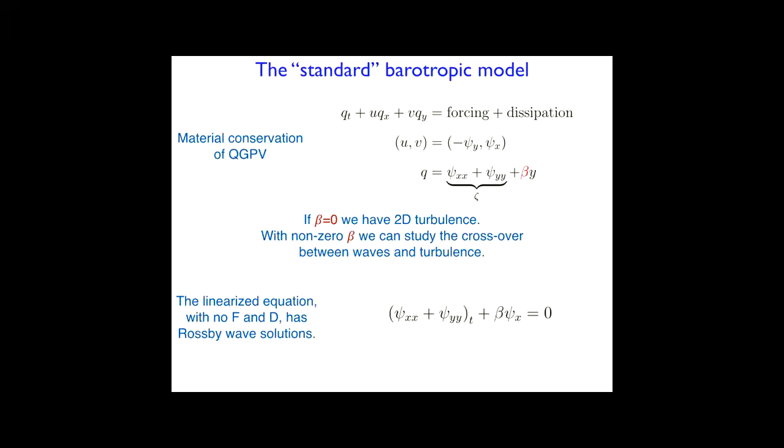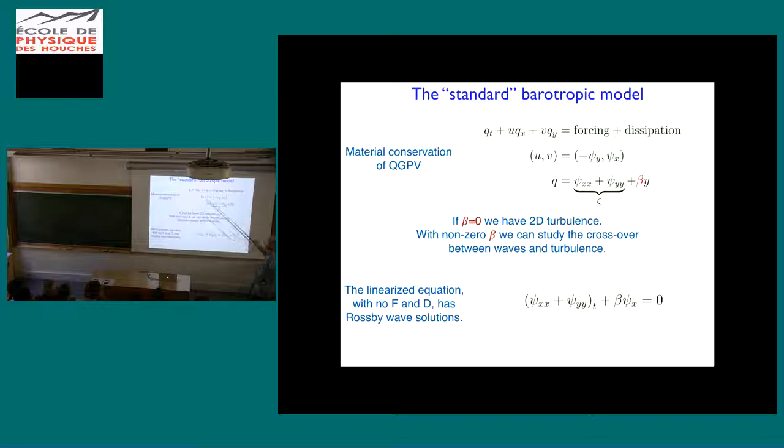So then there's what you might call the standard barotropic model, which is a single layer of fluid. Potential vorticity is equal to the relative vorticity, which is the Laplacian of the stream function, plus beta y. This is the only difference between two-dimensional turbulence and the beta plane, the geophysical case. But this is a very intricate and surprising addition to the theory. Because with non-zero beta, we have both waves and turbulence.